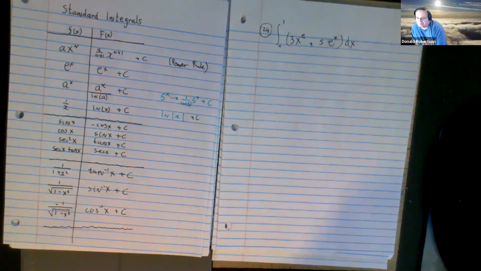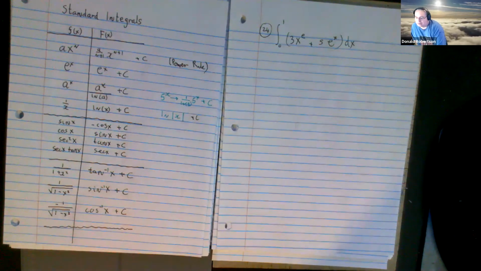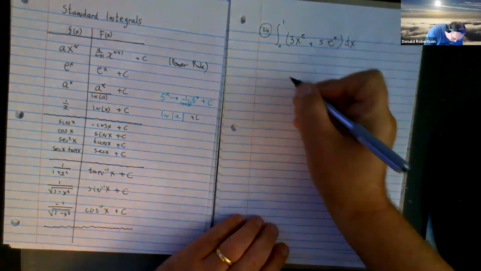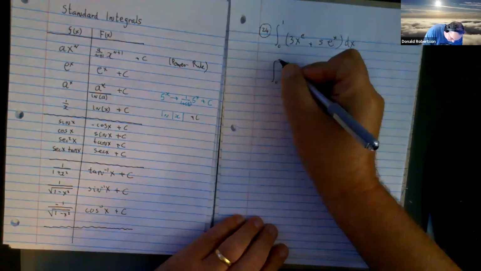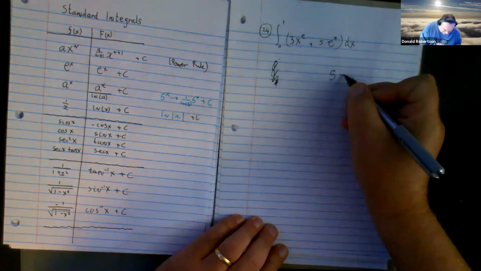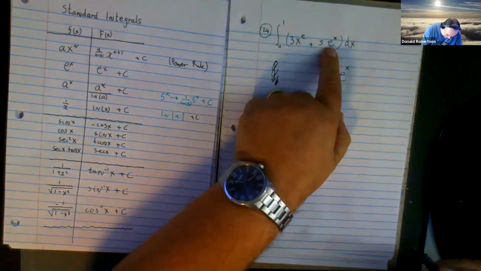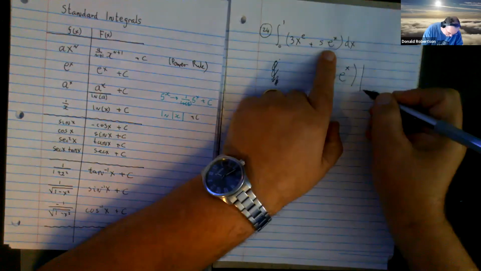Danger. This integral has got danger in it. It looks pretty innocuous, doesn't it? I'm going to do the easy bit first. The antiderivative of 5e to the x is 5e to the x.